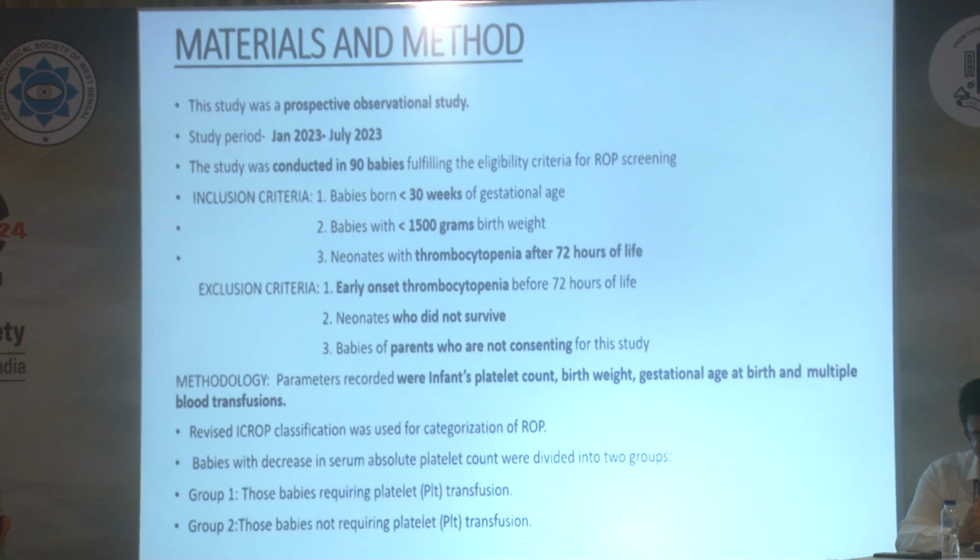Inclusion criteria were babies born at less than 30 weeks, with less than 1500 gram birth weight, with thrombocytopenia after 72 hours of life. Exclusion criteria were early onset thrombocytopenia before 72 hours of life, neonates who did not survive, and parents who did not consent to the study. Parameters recorded were infants' platelet count, birth weight, gestational age at birth, and multiple blood transfusions. The revised ICROP classification was used for categorization of the ROP.